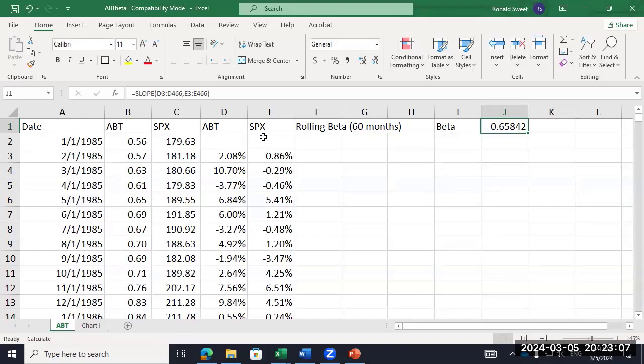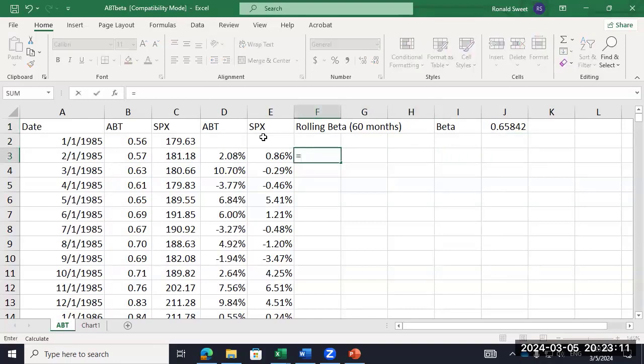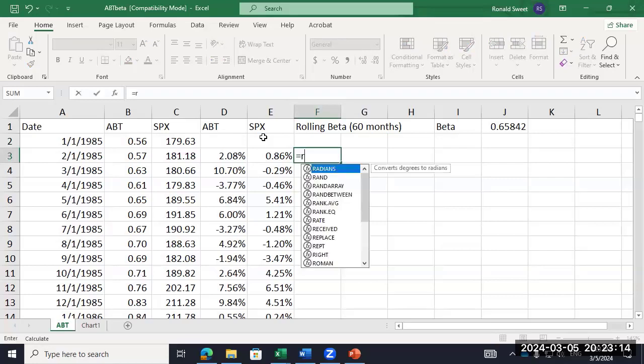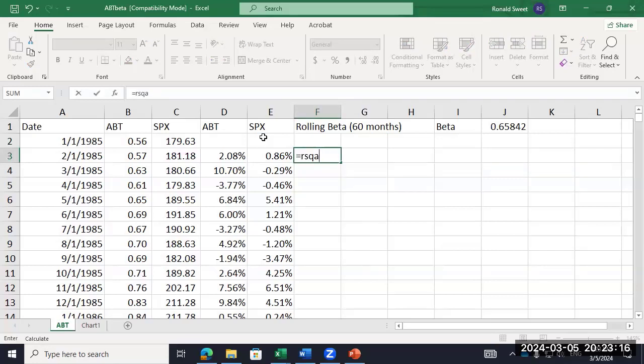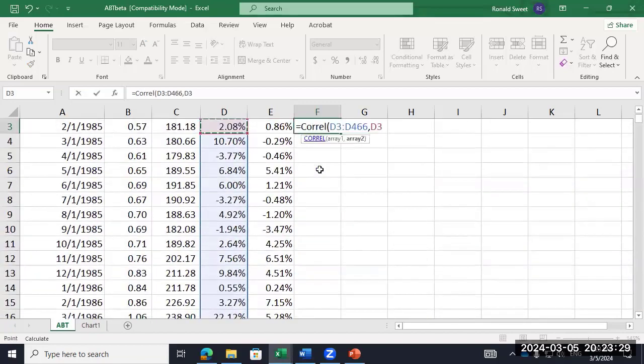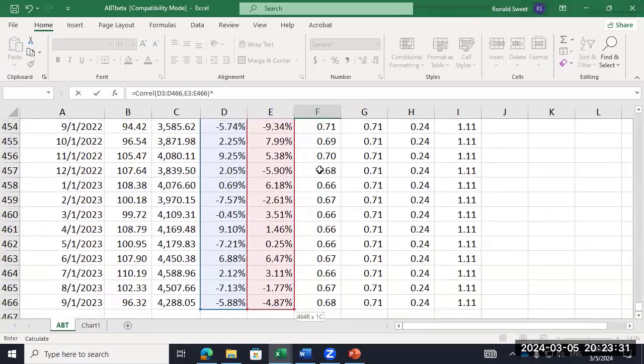But that's not their systematic risk. What percentage of the risk is systematic? So you may want to guess what formula that is. That'll be the correlation of Abbott to the market squared. It's R squared. Y'all heard of R squared, right?